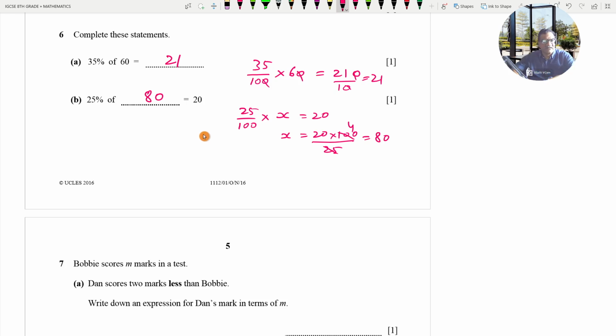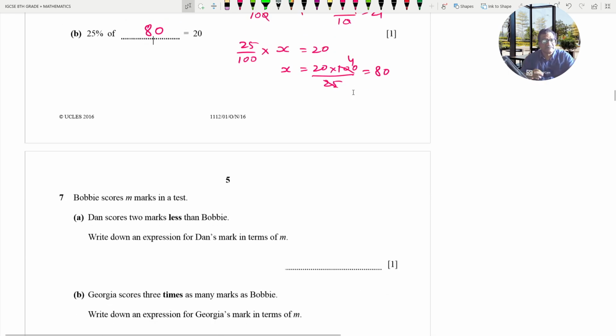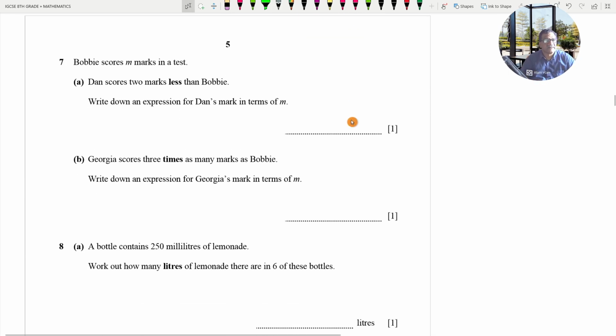Now let us move on to question number 7. Question number 7 says that Bobby scores M marks in a test. Dan scores 2 marks less than Bobby. Write down an expression for Dan's mark in terms of M. So Dan's mark is 2 less than Bobby's mark. So it should be Bobby's mark M minus 2. So M minus 2 is the answer.